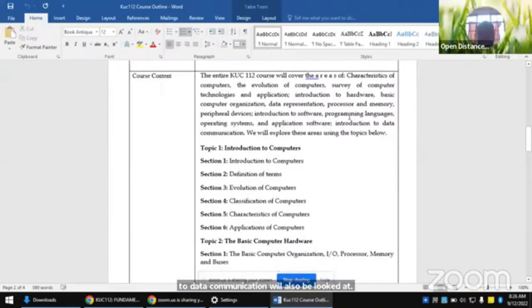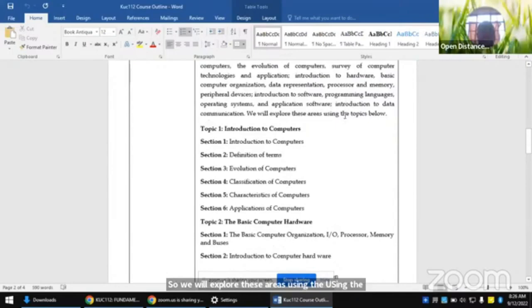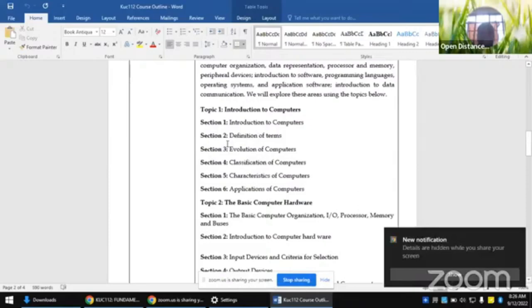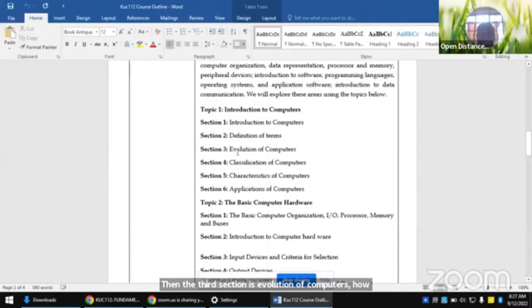So topic 1 will be introduction to computer. And under this topic 1, you will get subsections. The first subsection is introduction to computers. Then the second section, which we are going to look at, is the definition of terms, like what is a computer. You need to know the definition of what a computer is. Then the third section is evolution of computers, how computers have evolved. And you will realize that computers have evolved from the first generation to the fifth generation computers.